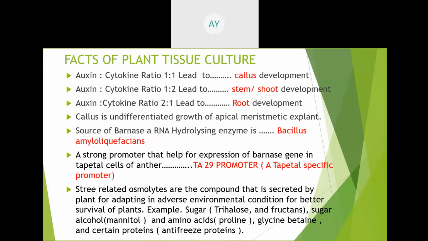Next is stress related osmolyte that is secreted by the plant for adapting in adverse environmental condition for better survival of plant. उसमें कुछ जीन डाला गया है ट्रांसजेनिक प्लांट में, कौन सा, द जीन रिस्पॉन्सिबल फॉर ट्राहेलोज एंड फ्रुक्टोन प्रोडक्शन, दैट इज द शुगर, देन अल्कोहल प्रोडक्शन मैनिटॉल, एंड अमीनो एसिड प्रोडक्ट दैट इज प्रोलीन। अगर प्रोलीन है प्लांट में या जीन डाल के उसमें सिंथेसाइज हो रहा है, या बिटेन है, या एंटी फ्रीजिंग प्रोटीन है, इवन देन प्लांट कैन सर्वाइव इन द scarcity of water, that is in drought condition as well as in alkaline soil condition. So these are the advantage of osmolyte production in the transgenic plant, means we transfer the gene responsible for trehalose and fructose production, then mannitol production, then proline production, then betaine production, then antifreeze production. So these are the stress related osmolytes.